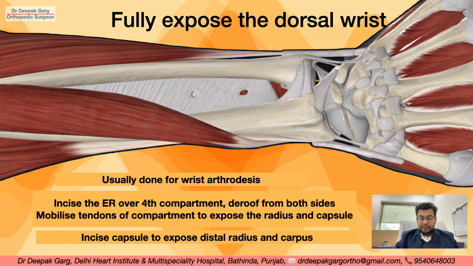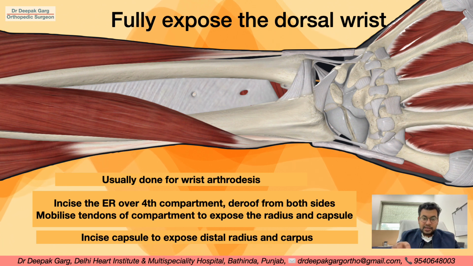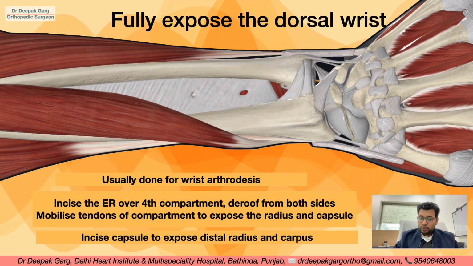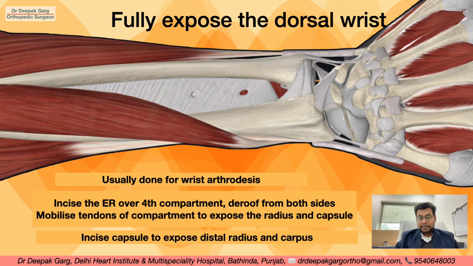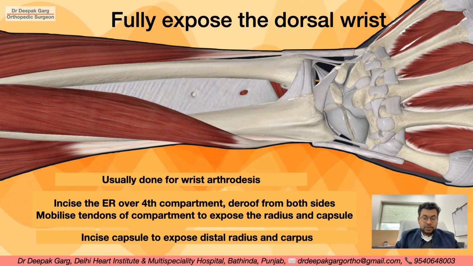So we have fully exposed the dorsal aspect of the wrist joint, we have exposed the carpus, so we can do the proximal row carpectomy, we can do the wrist fusion. Open reduction internal fixation is not usually done by this approach; we usually do it by the anterior approach. Specifically, we can do the resection for benign or malignant tumors, we can do the resection of the distal end of the radius, or we can do the ulnar transposition also through this approach.